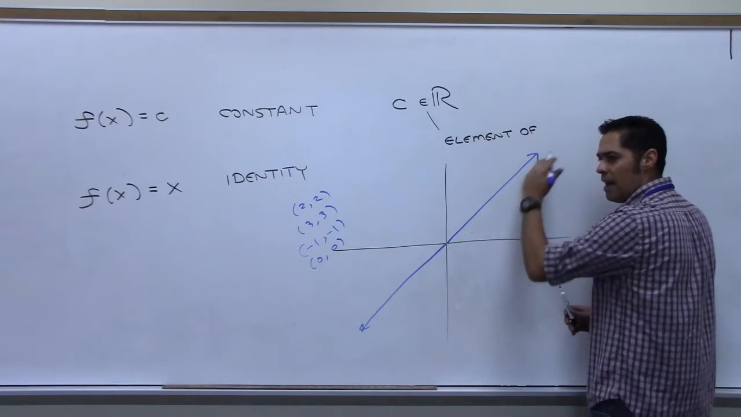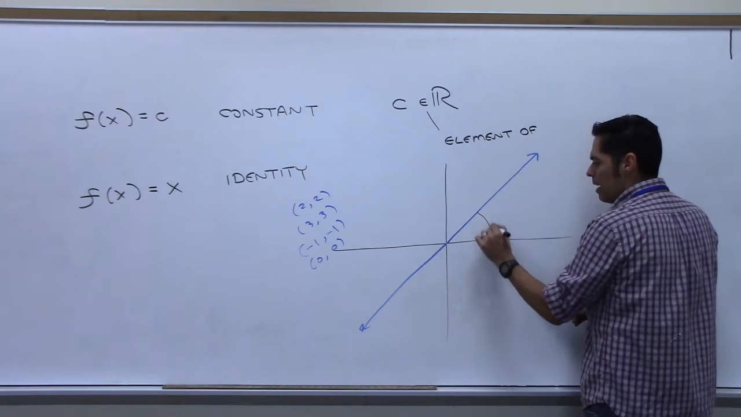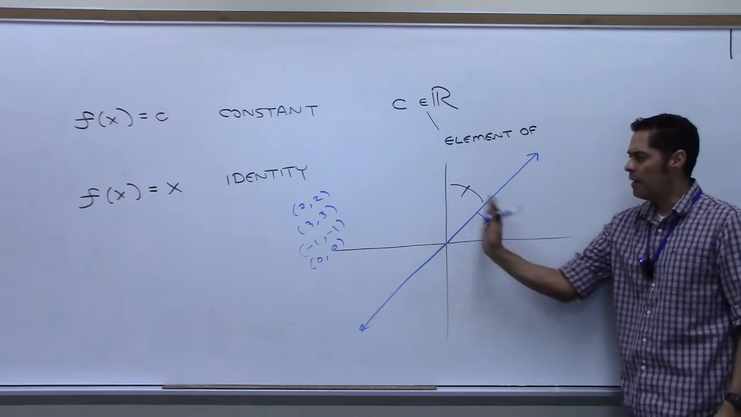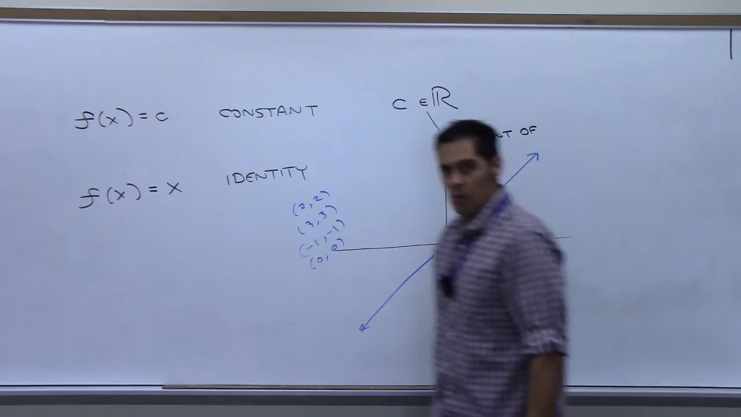It is a perfect diagonal. So if you've learned anything about angles, the angle here is the same as the angle here. They're 45 degrees. 45 degrees between those. Okay.